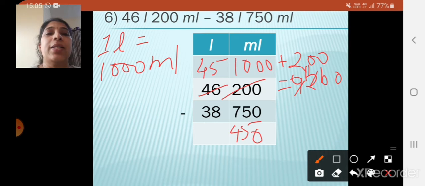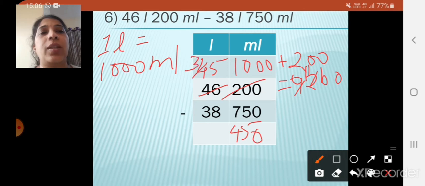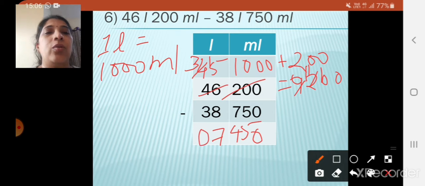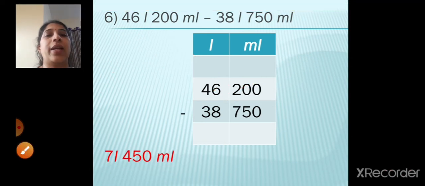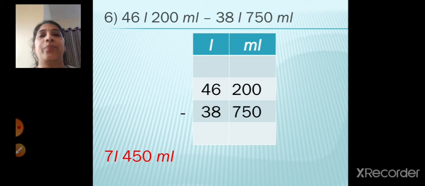Now 5 minus 8. Again you cannot subtract. So you are going to borrow 1 from 4. So in place of 4 it will become 3, and in place of 5 it will become 15. 15 minus 8 is 7, and 3 minus 3 is 0. So what answer you got, children? 7 liter 450 ml. Right? So you will write the final answer as 7 liter 450 ml. So with this, children, we finish problem set 46.